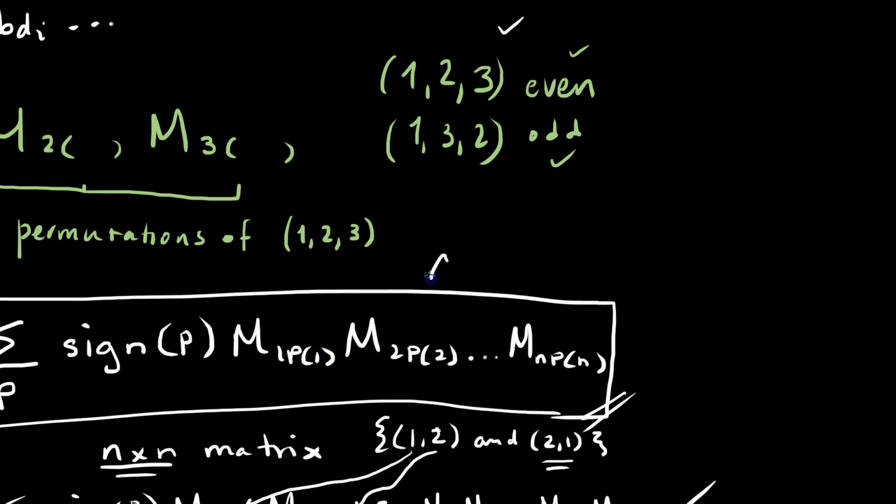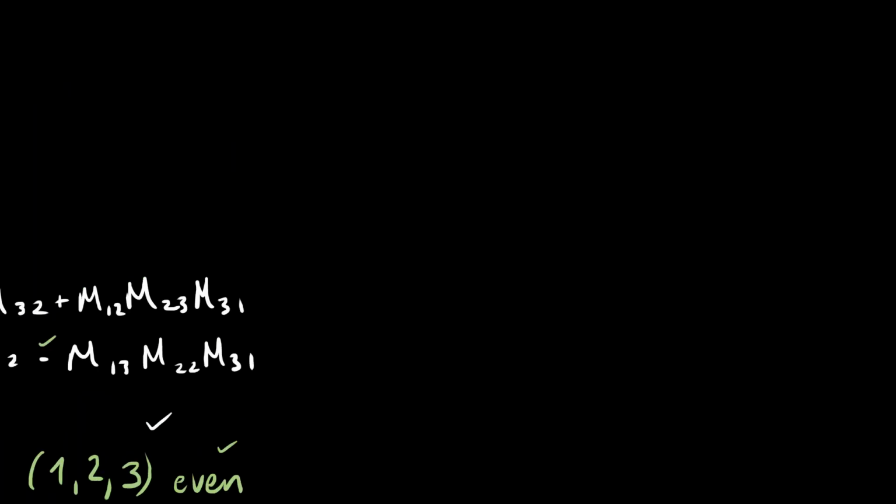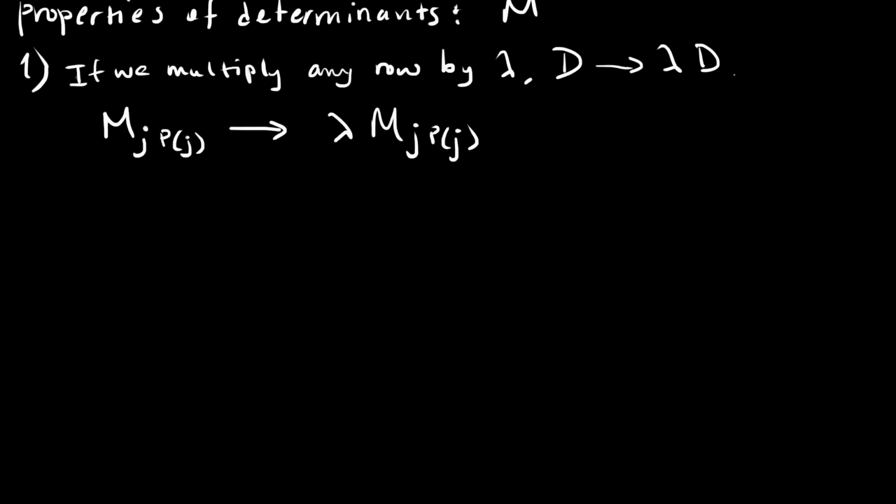So if we have one term that's lambda m, then we can pull this lambda out of the sum, and it's just going to multiply the whole determinant by lambda, right? That's pretty neat. Since everything is multiplied in that formula, we can just pull this lambda out, and it's going to multiply the whole determinant by lambda. Okay, that's pretty neat. What else? What else, you might ask?